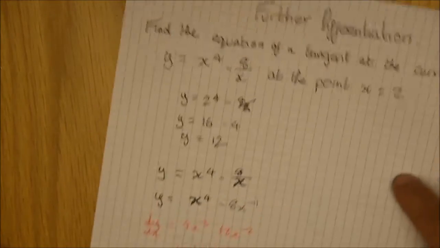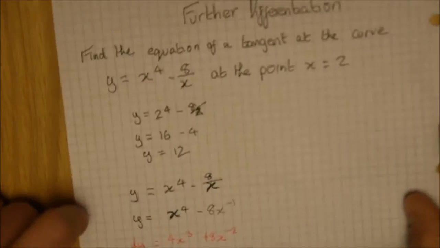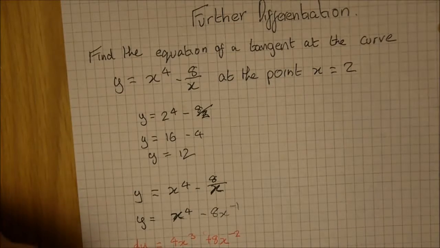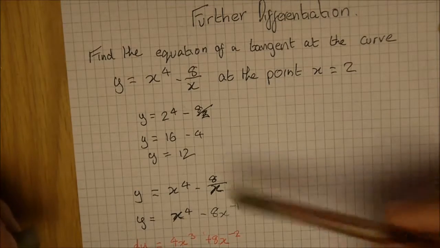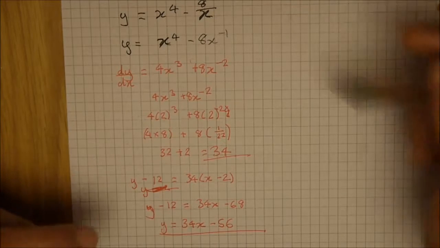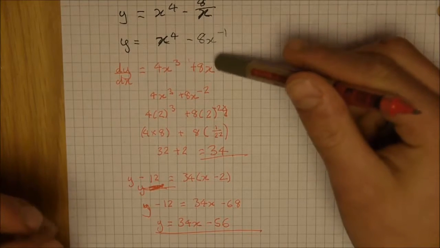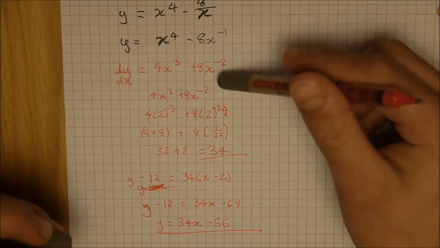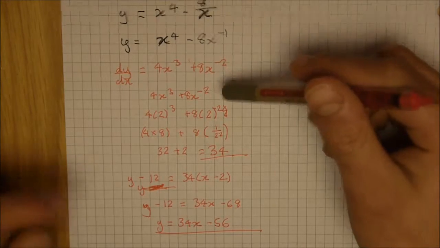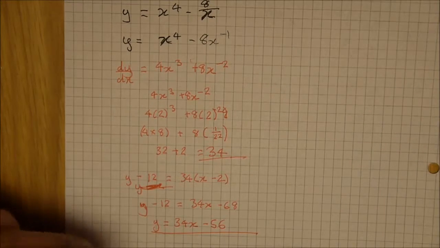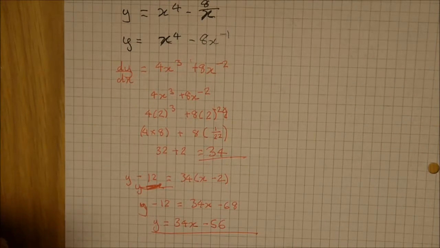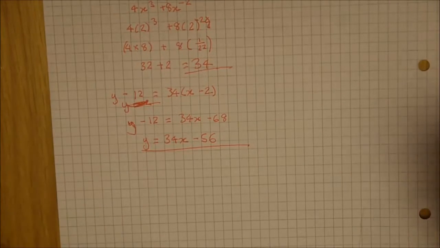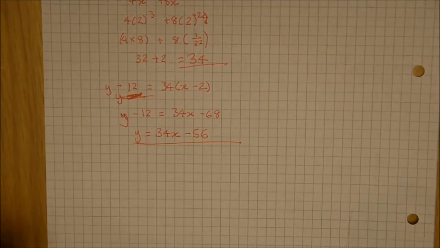Just to take you back to the beginning quickly. We substituted in a value for x, which was 2, to find the y coordinate. We differentiated by writing 8 over x as 8x to the minus 1, and then we substituted 2 in to find our gradient, which in this case was 34, and plugged it back in to find the equation of a tangent, because tangents have the same gradient.